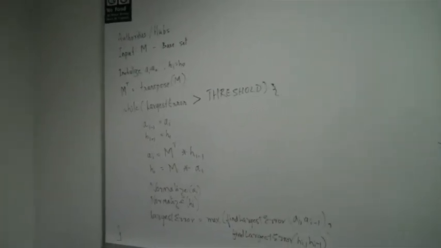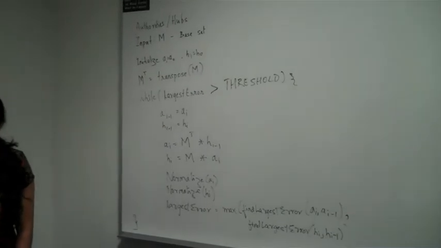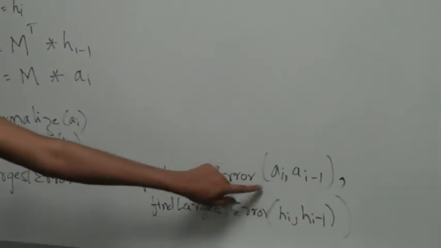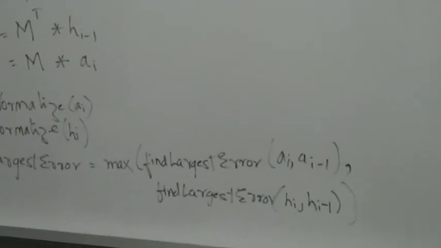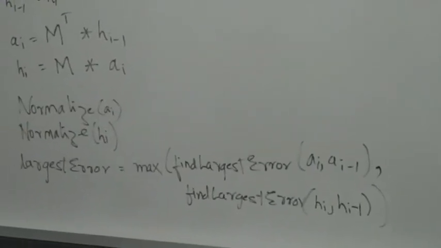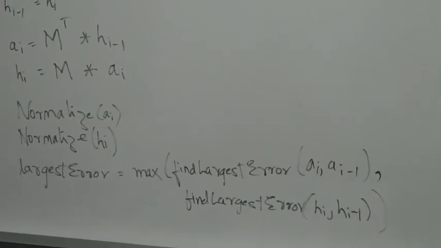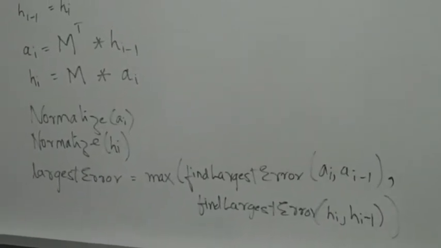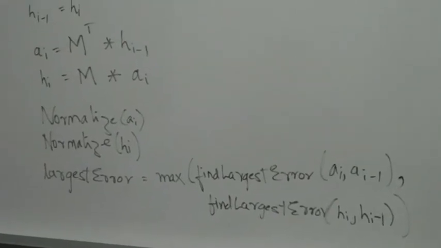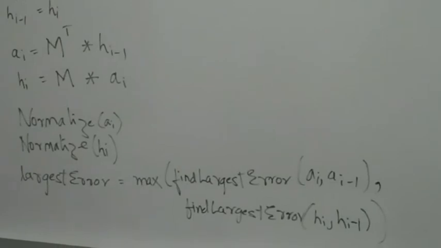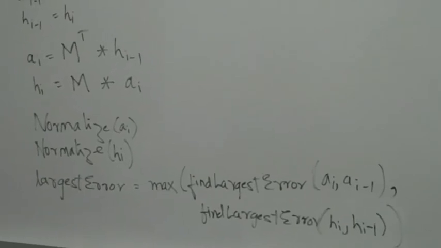The largest error, it is the difference of A_i minus 1 and A_i, right? Yeah. These two are one-dimensional arrays, so we have to take the corresponding elements. That is, we are checking by how much the values have changed for a single node. And whatever is the maximum difference for all the nodes, we are taking the maximum of that.